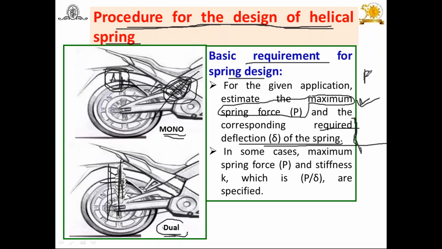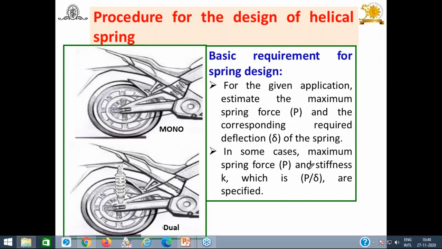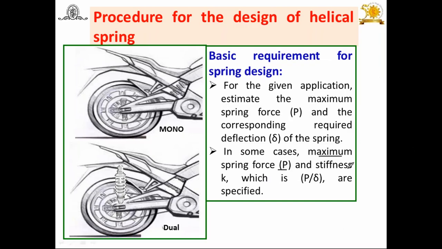That means P and delta play important roles. Deflection means depth. Again, important point here, in some of the cases, maximum spring force and stiffness may be given. But you know the stiffness K is equal to, small k is equal to force per unit deflection delta. So if K is given, P is given, you know very well del means deflection.